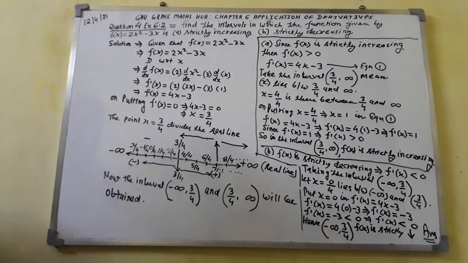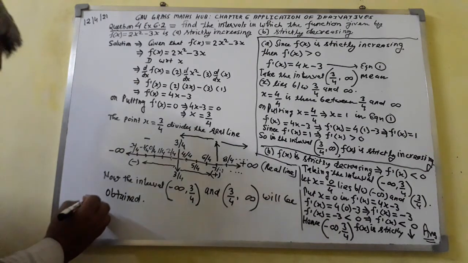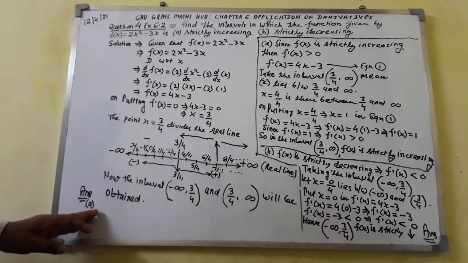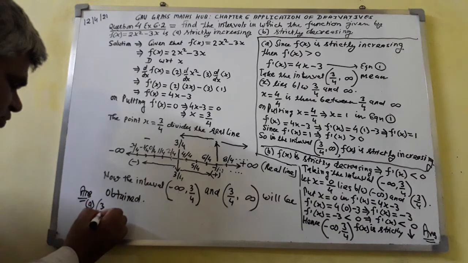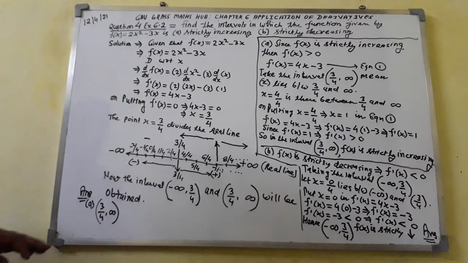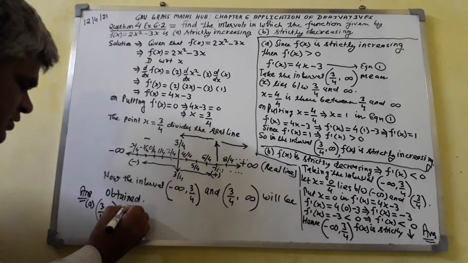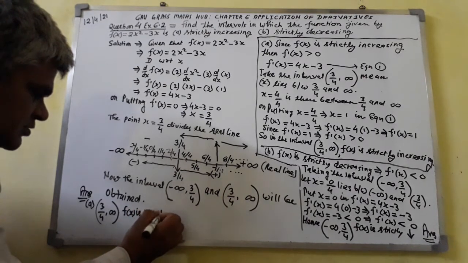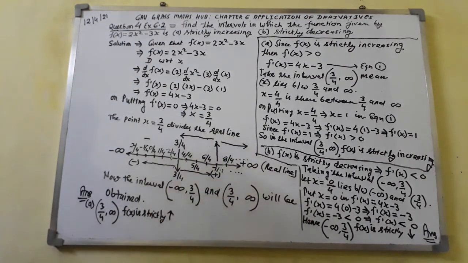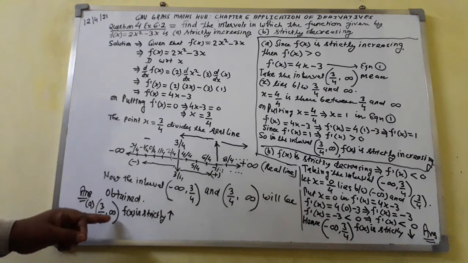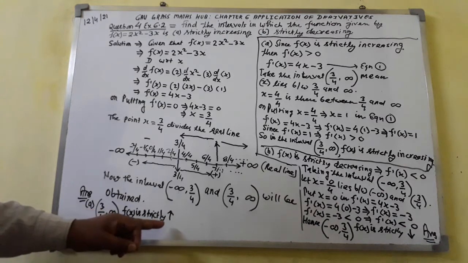The correct answer you have got: A, open interval 3/4 comma infinity open interval, f of x is strictly increasing.